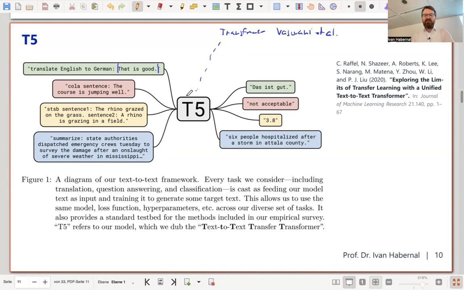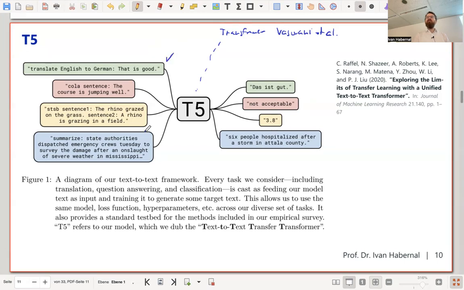Now here they say no. I want to tell the model what to do, like in language. I want to tell the model: translate English to German, that is good, and the output should be the German translation. So you're basically instructing the model what to do. The model wasn't trained on any one specific task, or well, actually it was trained on all of them. So you would prepare your data. If you have machine translation, the input text would not only be "that is good", but "translate English to German: that is good". So this is for machine translation.